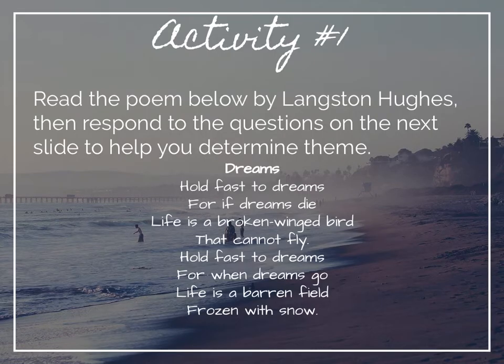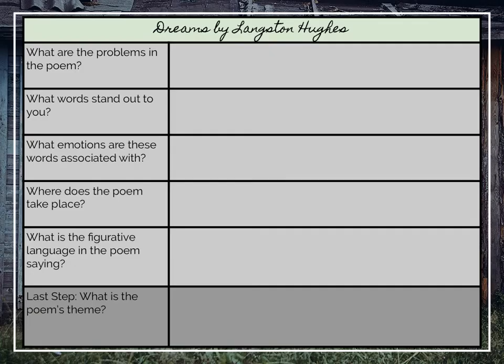So for Tuesday, you're going to do activity number 1. You're going to read the poem listed below by Langston Hughes, then respond to the questions on the next slide to help you determine the theme. Dreams. Hold fast to dreams, for if dreams die, life is a broken winged bird that cannot fly. Hold fast to dreams, for when dreams go, life is a barren field frozen with snow.